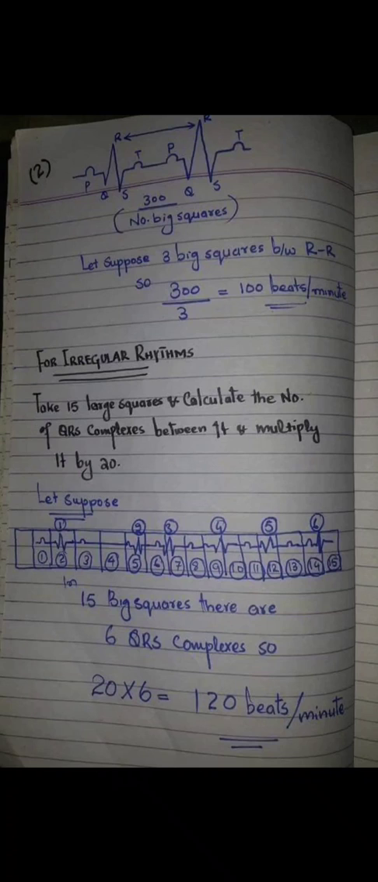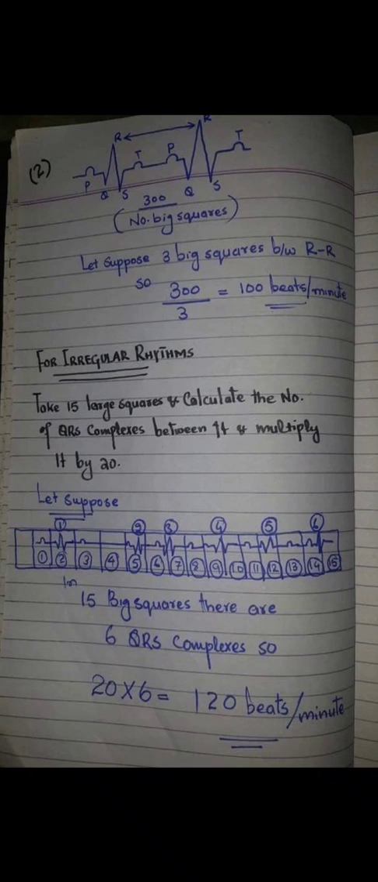Then multiply it by 20. If there are 7 R waves, then multiply 7 by 20. If there are 8 R waves in 15 big squares, then multiply 8 by 20. So the heart rate in this case, in 15 big squares there are 6 R waves, so multiply 6 by 20, so the heart rate is 120 beats per minute.